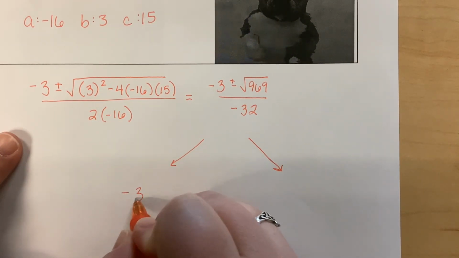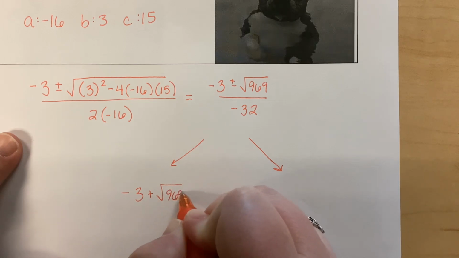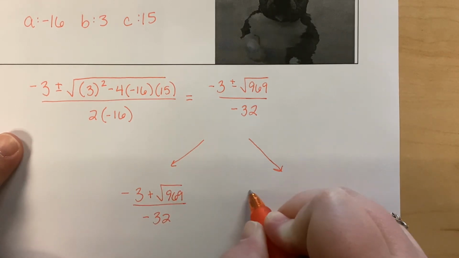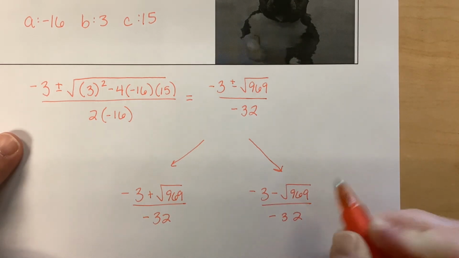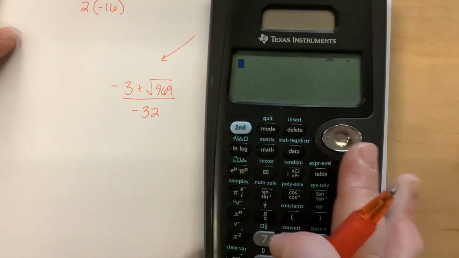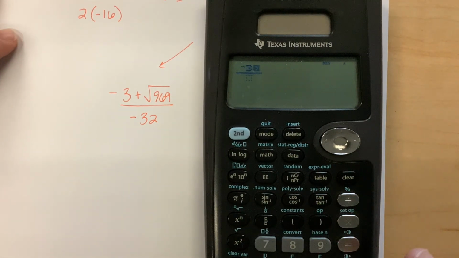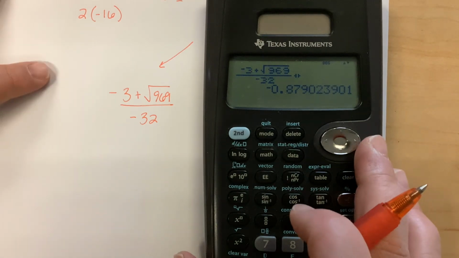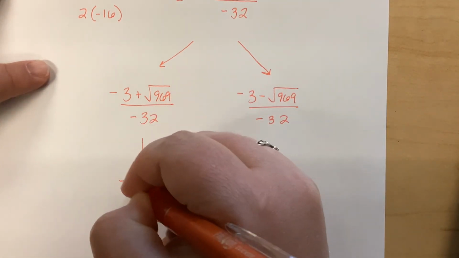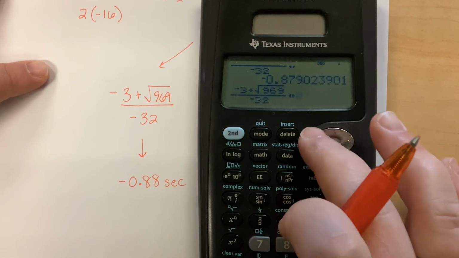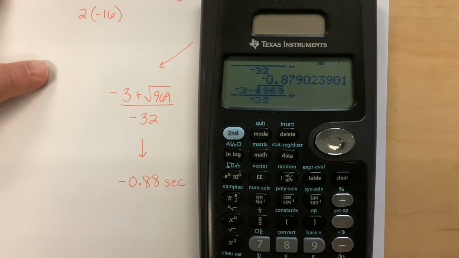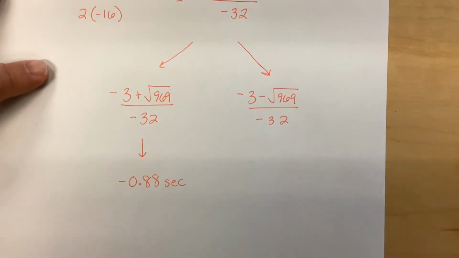So we have negative 3 plus the square root of 969 over negative 32, and negative 3 minus the square root of 969 over negative 32. And then we're going to use the calculator and see what we get. All right, negative 3 plus the square root of 969 over negative 32, changed to a decimal, is negative 0.88 seconds. And then I'm going to copy paste, change to a subtraction, and I get 1.07 seconds.